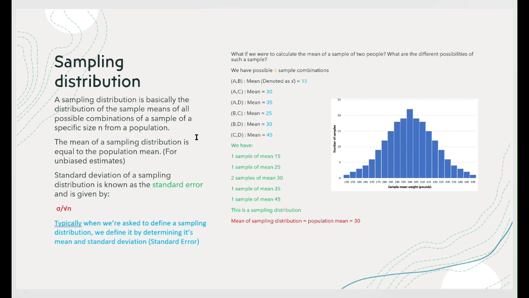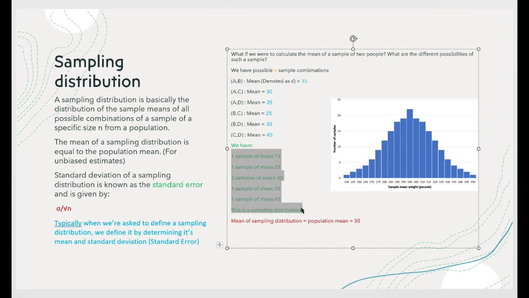And that brings us to sampling distribution. What we were talking about right now is that we took the mean of every single sample. So we have one sample mean of 15, one of 25, two of 30, one of 35, and one of 45. This distribution, or this sample to frequency ratio, is actually called a sampling distribution.